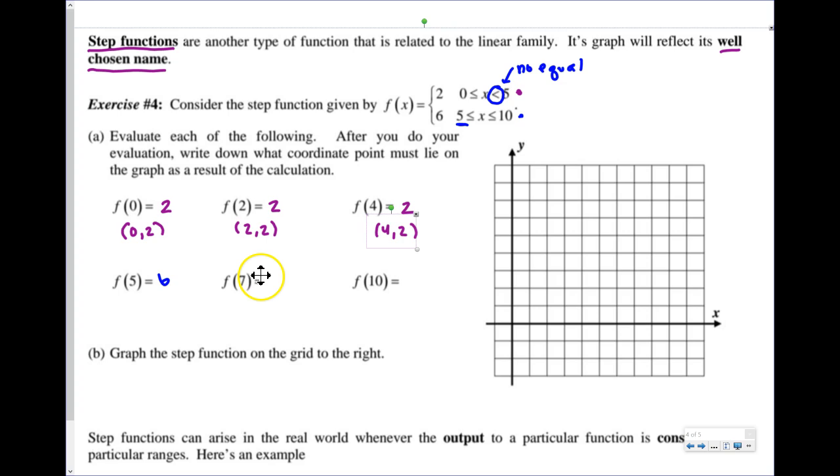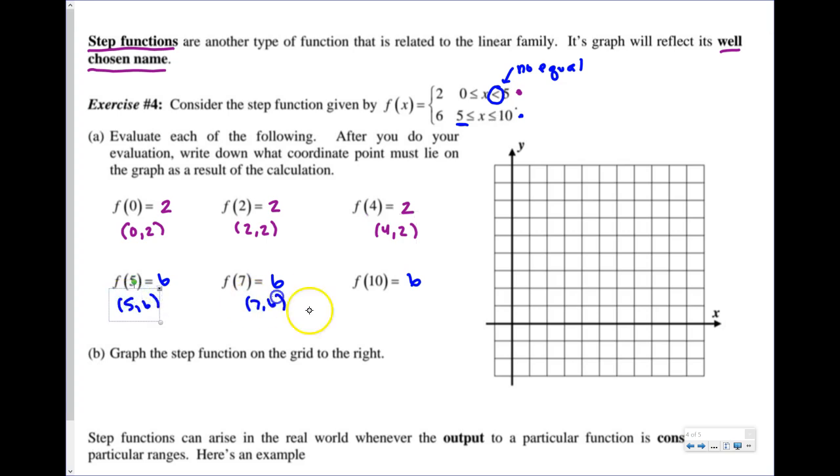Okay? F of 7, does f of 7 fall between 0 and 5 or 5 and 10? The number 7 falls between 5 and 10, so it goes with 6. And finally, f of 10 also goes with 6 because it falls between 5 and 10. So we have all of these.